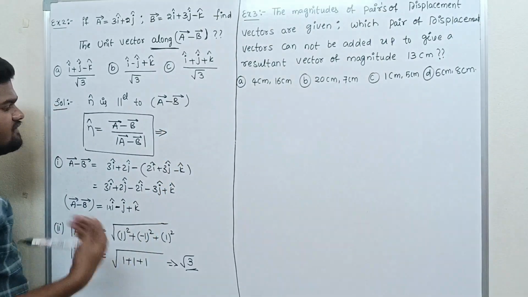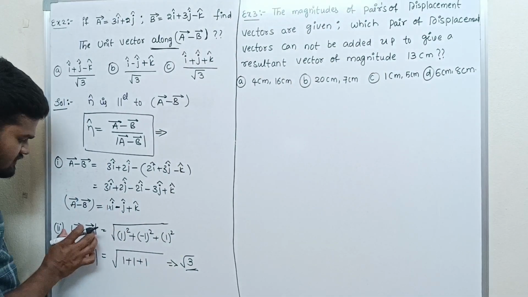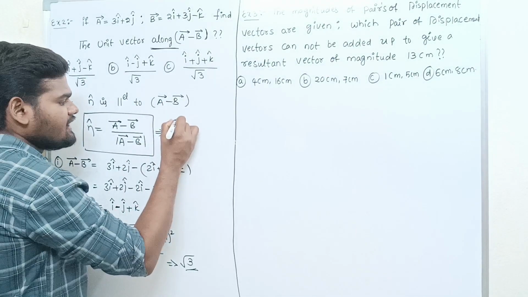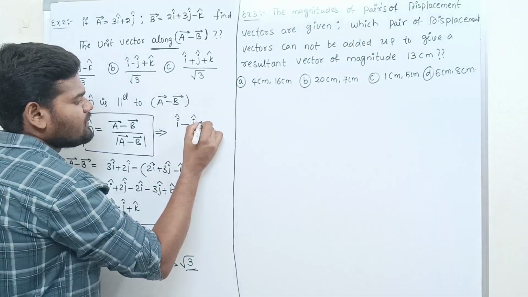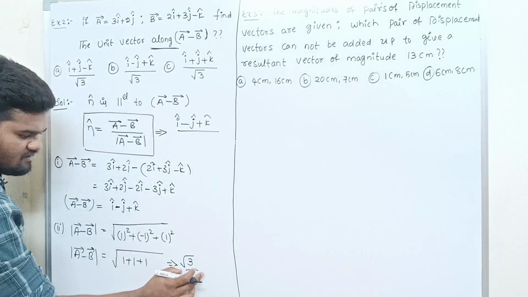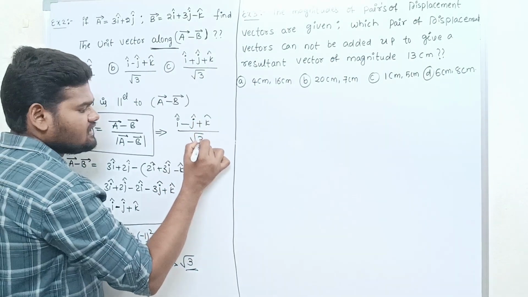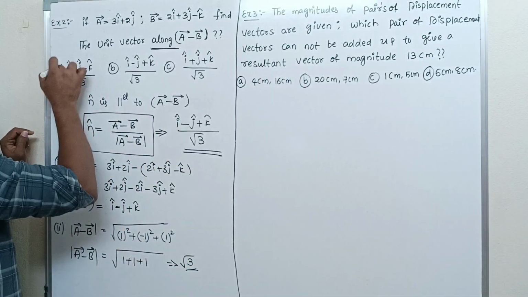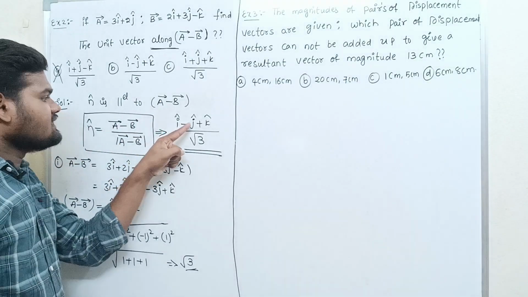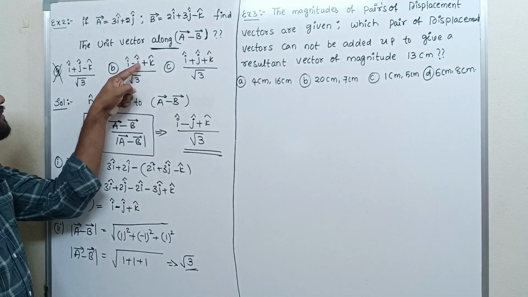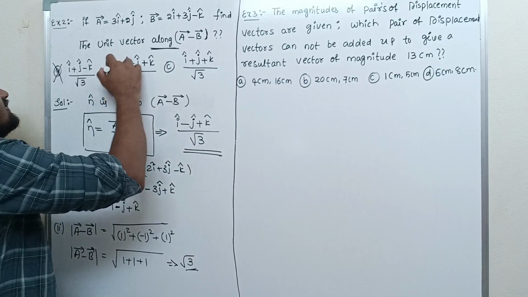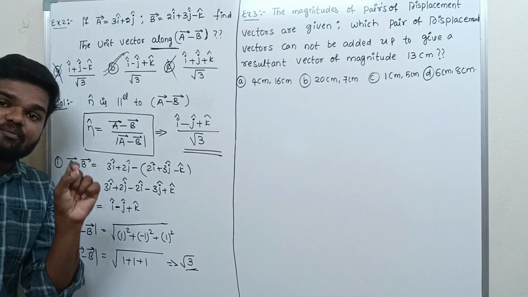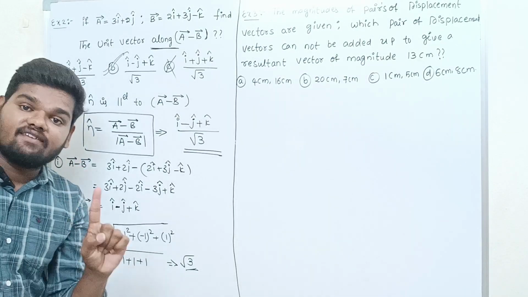Just substitute here, we will get the answer. So what is a bar minus b bar? A bar minus b bar is equal to i cap minus j cap plus k cap divided by root 3. So have a look: i cap minus j cap, i cap plus j cap, so this is a wrong answer. I cap minus j cap plus k cap divided by root 3, so this is the correct option. This is also a wrong option. So the correct option is B. Are you having any difficulties there?